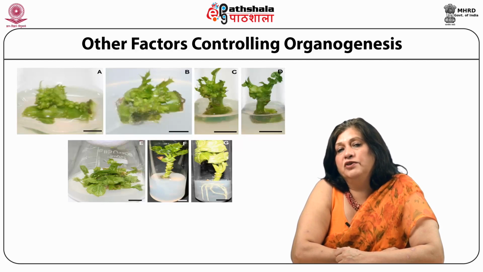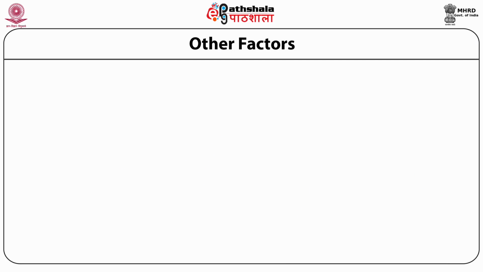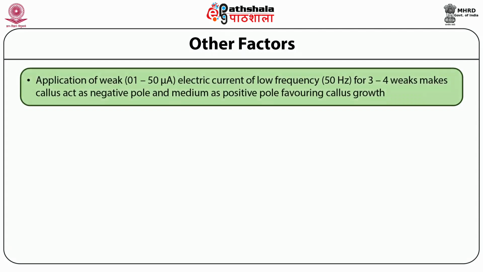So therefore, you have to decide what should be the inoculum density if you want to get a particular response. Now, it's interesting to note that application of weak electric current promotes both callus growth and differentiation of shoot buds in some species. For example, callus growth in tobacco is 70% higher, and in oil palm about 50% higher than the control. But how does this electric current work? It forms a positive and a negative pole, so the medium becomes the positive pole, which favors callus growth.